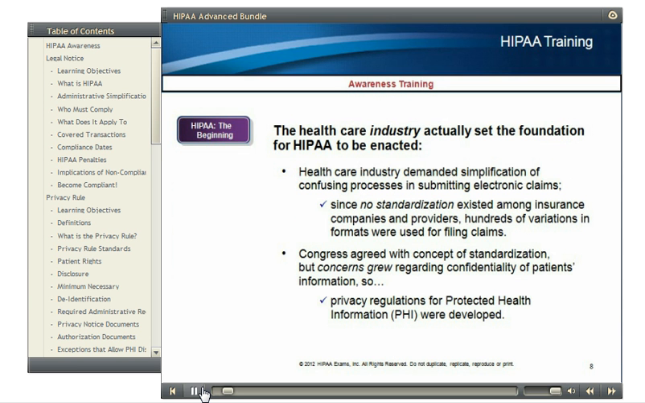The healthcare industry actually set the foundation for HIPAA to be enacted. Healthcare industry demanded simplification of confusing processes in submitting electronic claims. Since no standardization existed among insurance companies and providers, hundreds of variations and formats were used for filing claims. Congress agreed with the concept of standardization, but concerns grew regarding confidentiality of patients' information. So, privacy regulations for protected health information, PHI, were developed.